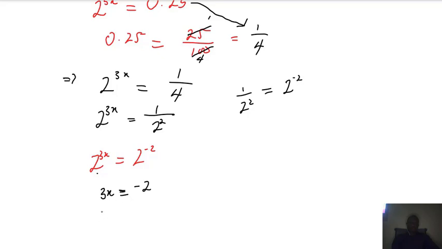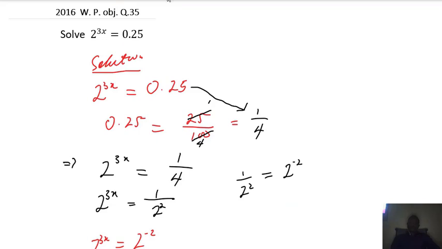So we are solving for x. What are we going to do? We divide both sides by the coefficient of x, and that is 3. So this 3 will cancel the coefficient of x. Then we have x equal to negative 2 over 3. So therefore x is equal to negative 2 over 3. So students, that is how you go through to solve the given equation 2 exponent 3x equal to 0.25.